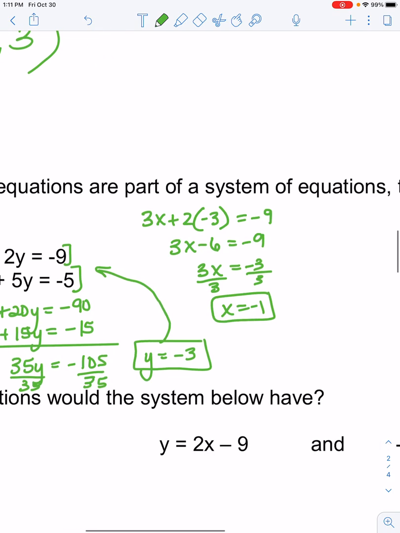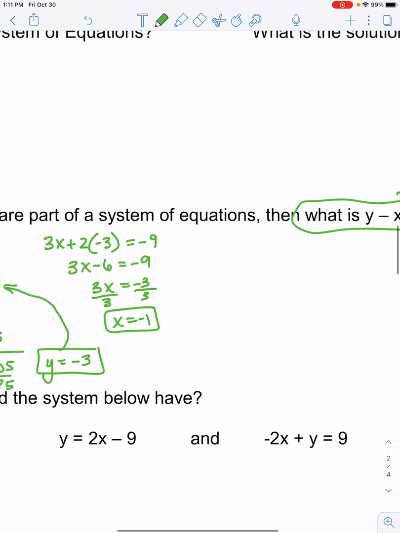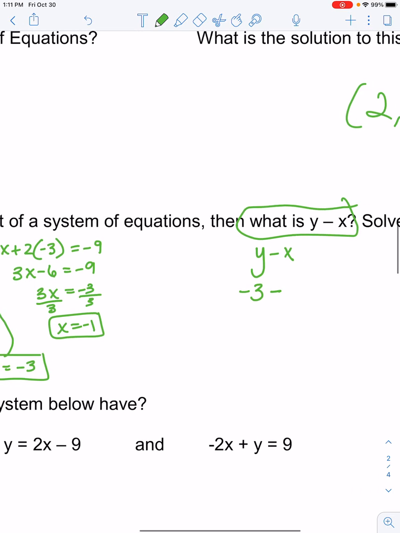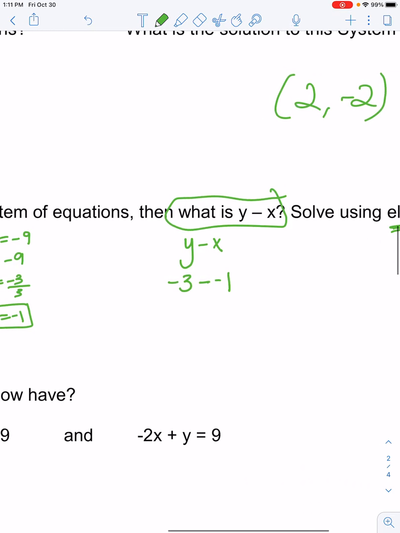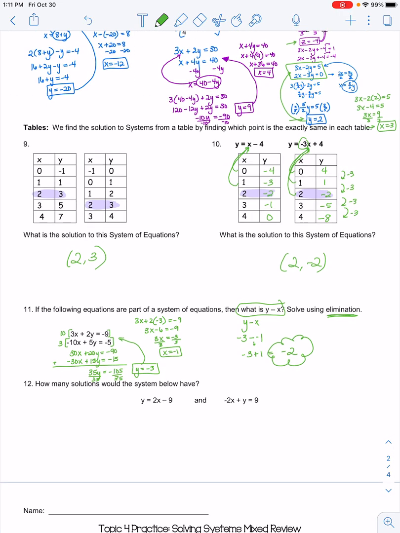Okay, so I have my x and y, but again, the question they wanted to know was what is y minus x? Well, now I know that y is negative 3 minus x, which is negative 1. Well, remember, minus and negative, that really just means plus. So really I've got negative 3 plus 1, which is negative 2. That is your real final answer.